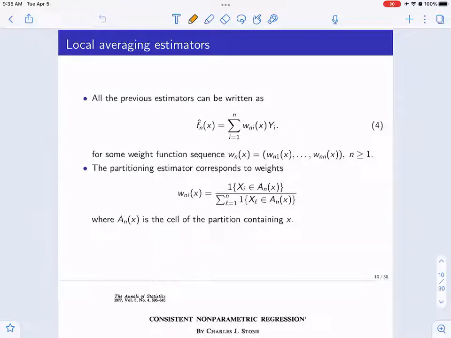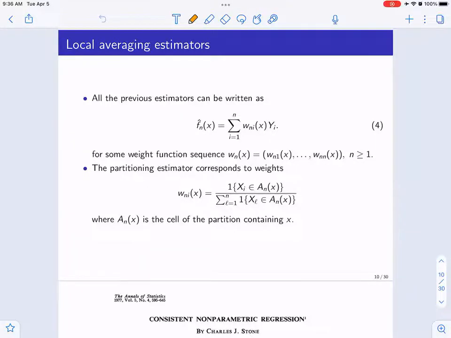So we have some weight function which takes the target x and sort of shapes or weights the y's, let's say the response, to produce the estimator. So for partitioning estimators, these would look like that.